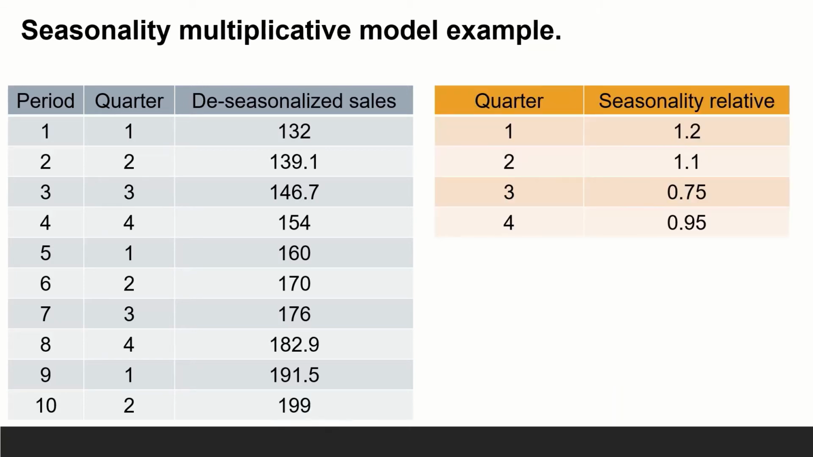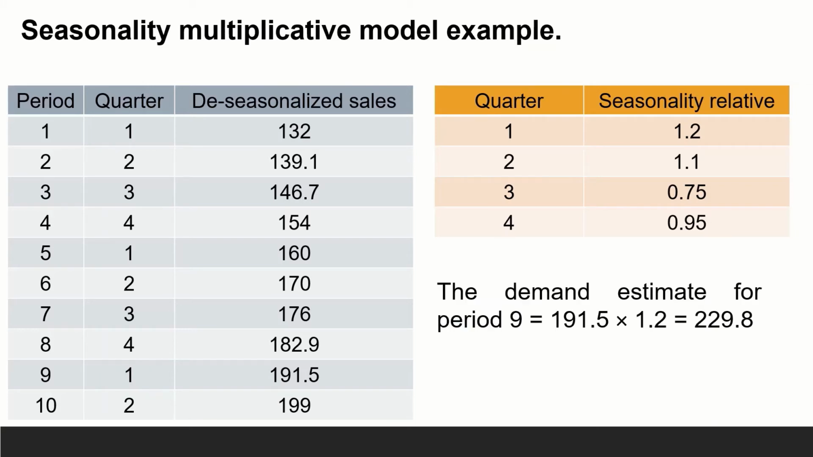Now, we have to multiply them by the seasonality relative to find the seasonal forecast for them, known that period 9 represents the first quarter while period 10 represents the second one. Thus, the demand estimate for period 9 equals 191.5 multiplied by 1.2 equals 229.8. While the demand estimate for period 10 equals 199 multiplied by 1.1 equals 218.9.